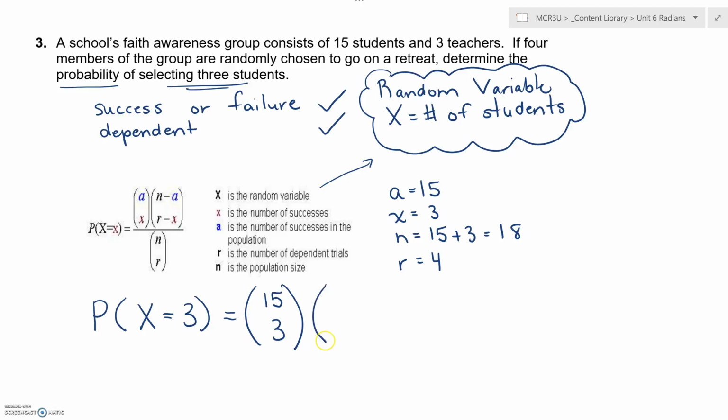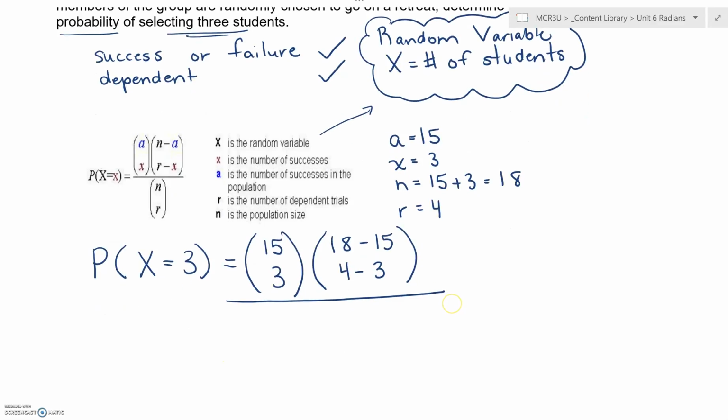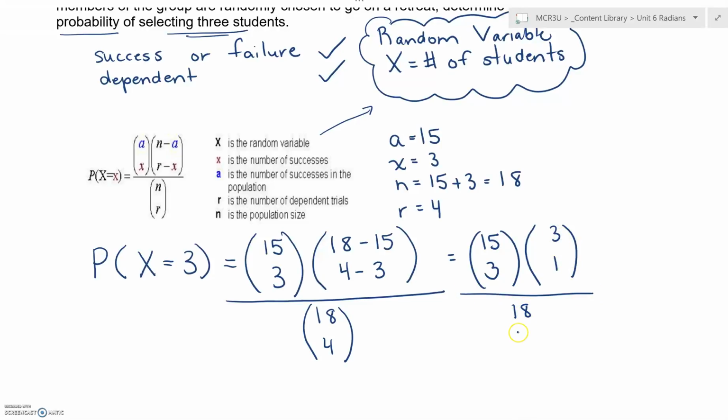So N is 18 minus A, which is 15. Don't put a fraction for combinations, please. Don't do that. Okay, that's not how combinations are written. So my R variable is 4 minus my X, which is 3. And all of this is over N, which is 18, choose R, which is 4. Okay, so if we simplify this a little bit, we're going to have 15 choose 3, 18 minus 15 is 3, choose 1, over 18 choose 4.